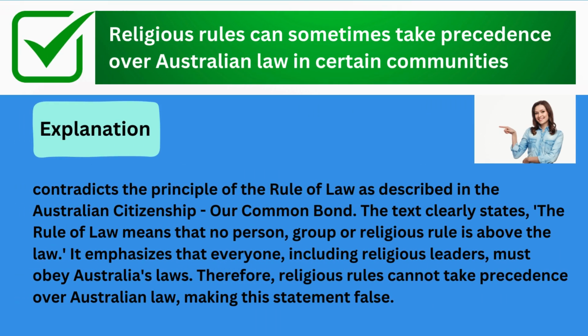The correct answer is religious rules can sometimes take precedence over Australian law in certain communities. Explanation: this contradicts the principle of the rule of law as described in the Australian Citizenship, Our Common Bond. The text clearly states, the rule of law means that no person, group, or religious rule is above the law. It emphasizes that everyone, including religious leaders, must obey Australia's laws. Therefore, religious rules cannot take precedence over Australian law, making this statement false.